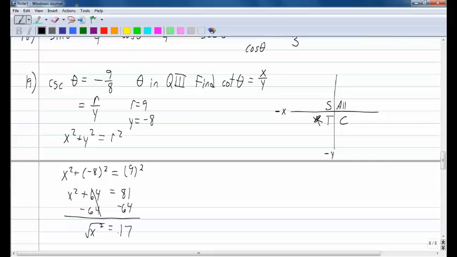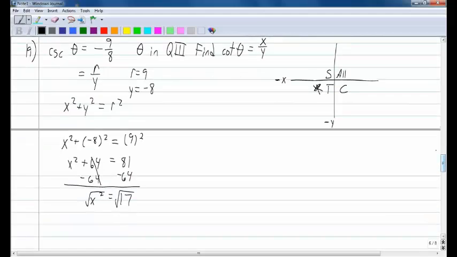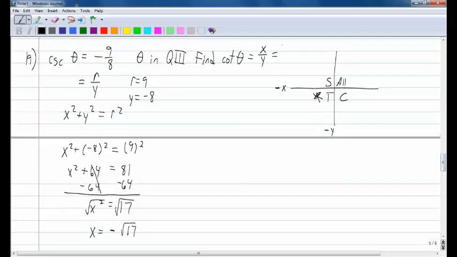Now take the square root of both sides. Now usually in math, if we take the square root of both sides and we're solving for x squared, then we put a plus or minus in front. Well, we said we're in the third quadrant, so the x values have to be negative. So it's just x equals negative square root of 17. Now that we have x, we can solve for the cotangent theta, which is x over y. So it's going to be negative square root of 17 over negative 8, which will be positive square root of 17 over 8.